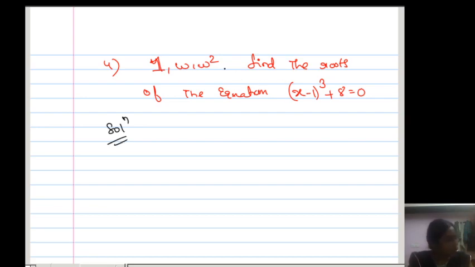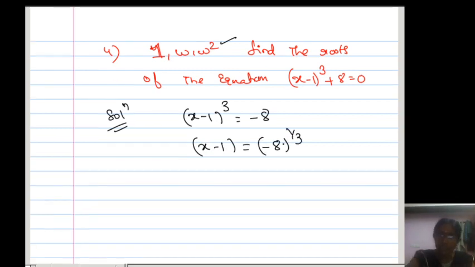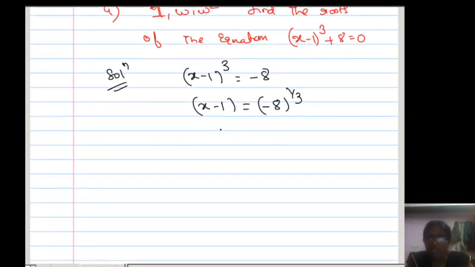These are the cube roots of unity. The cube roots of unity are 1, omega, omega square. Then find the roots of the equation. Just simplify. (x minus 1) whole cube is equal to minus 8. Then x minus 1 is equivalent to (minus 8) whole power 1 by 3. So the LHS is as it is, and RHS means (minus 8) whole power 1 by 3, which means the cube root of the real number minus 8.